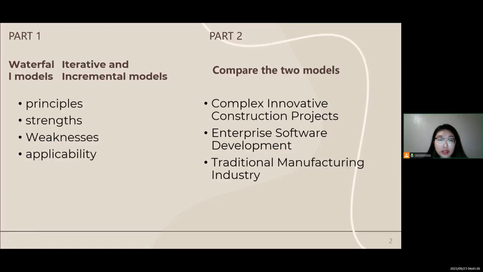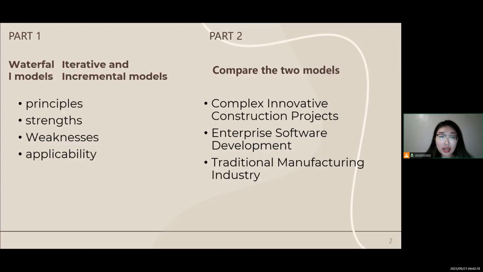And the second, for enterprise software development, such as a financial system or human resources management system, the waterfall model is most suitable. Typically, these projects have well-defined requirements, and security and stability are paramount concerns. In this context, the waterfall model is preferable as it allows rigorous quality control and security testing.